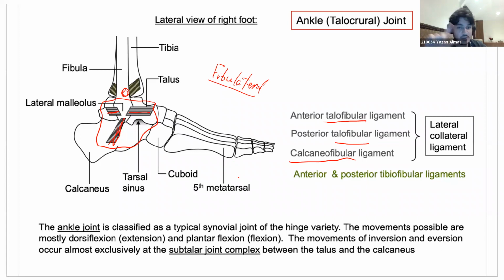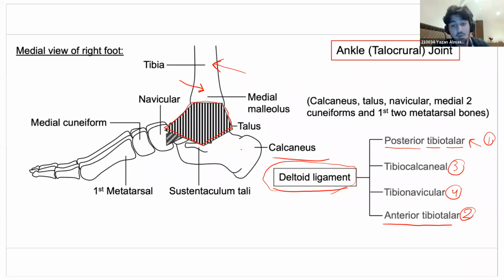For the medial side, we have the deltoid ligament. Just remember the individual names: we have 3 here and we have 4 there. I'll repeat it one more time, just so it sticks to your memory. On the medial side, we have the tibia and the deltoid ligament. What connects the tibia with the ligaments? We have the tibiotalar, anterior and posterior, so these are 2. We have tibiocalcaneal and tibionavicular.